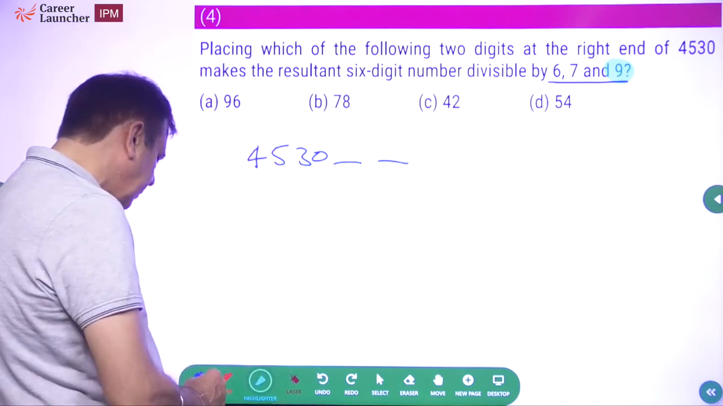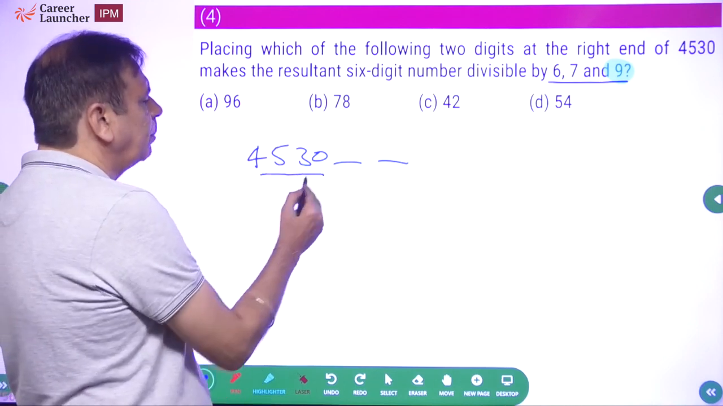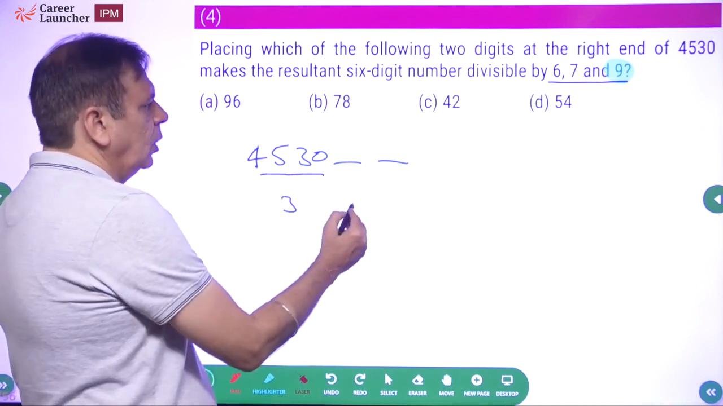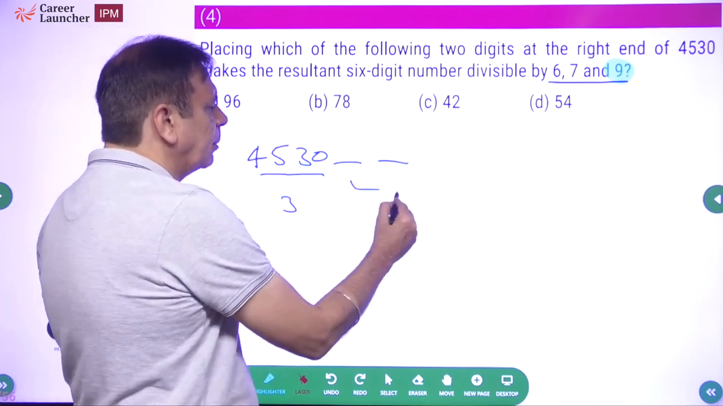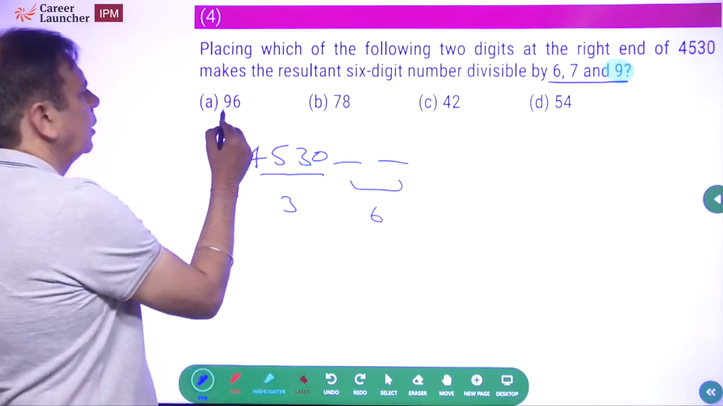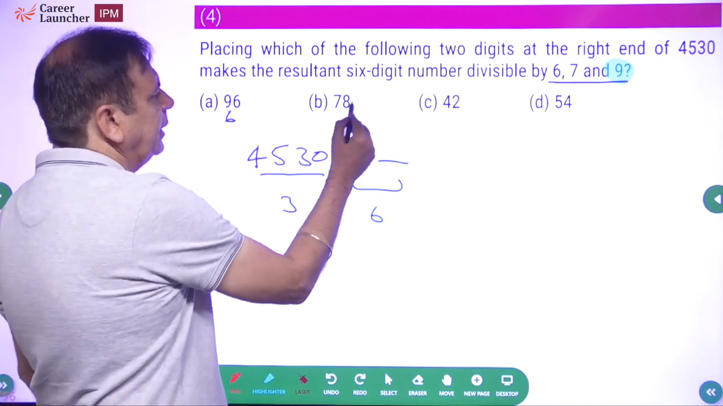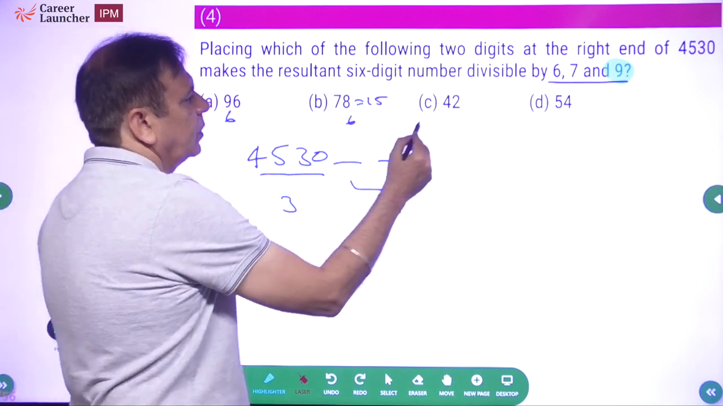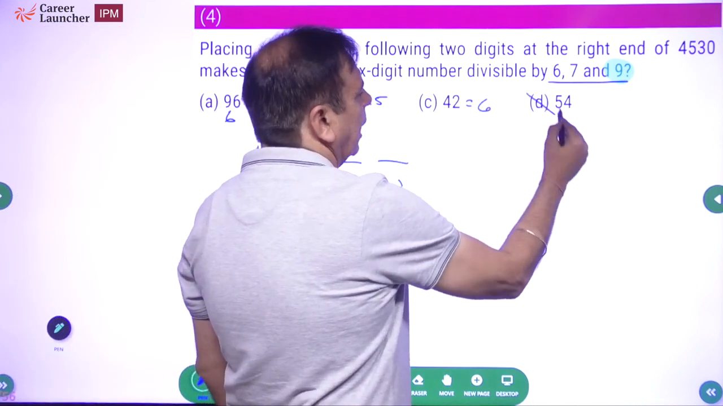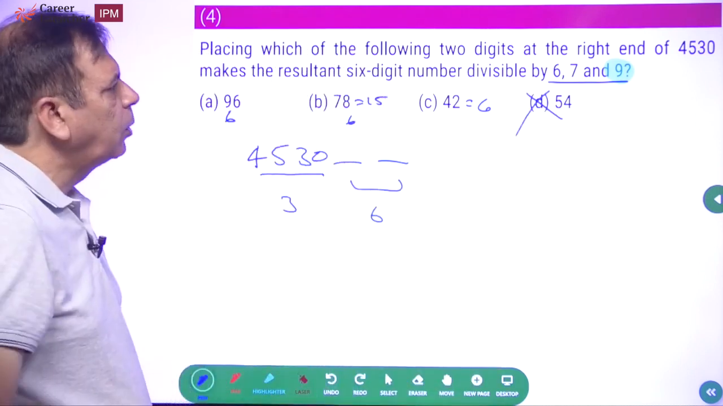Why? Because for a multiple of 9, the digit sum has to be 9. So what's the digit sum out here? Digit sum will be 4 plus 5, 9 plus 3, 12. 12 means 3. So if this has to be a multiple of 9, the digit sum of these two should be 6. 8, 7, 15. Digit sum of 6: 4 plus 2, 6. 5 plus 4, 9. This is wrong. One choice gone, not much benefit.